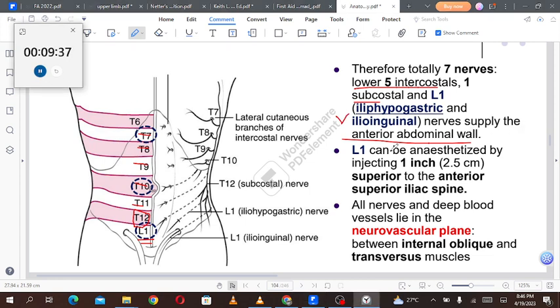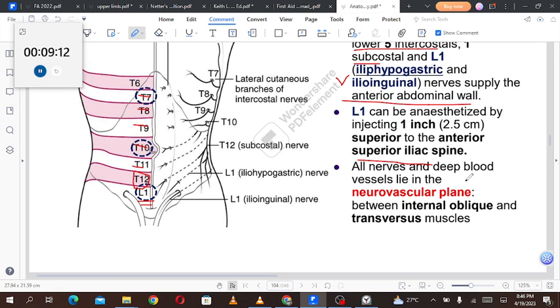Then we have L1, which can be anesthetized by injecting 1 inch, 2.5 centimeters, superior to the anterior superior iliac spine. So if we inject anesthesia 1 inch superior to the ASIS, that is somewhere over here, we can anesthetize L1. Giving the injection 1 inch above that, we can anesthetize the L1.